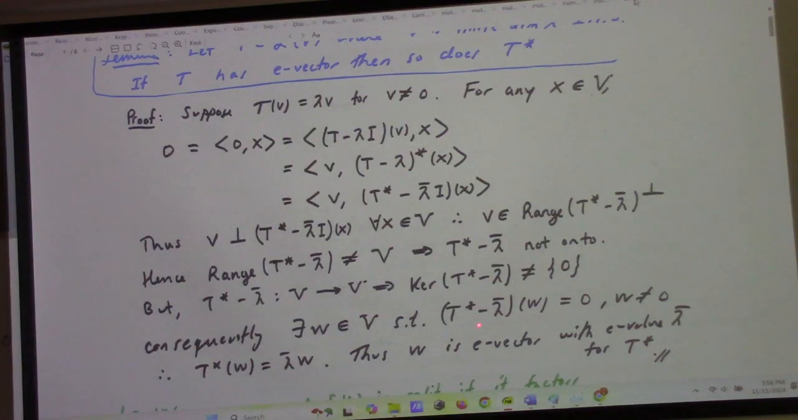So (T star minus lambda bar) W equal to 0, which is to say that lambda bar is an eigenvalue with eigenvector W for the adjoint. And that was the first thing. We proved this last class.